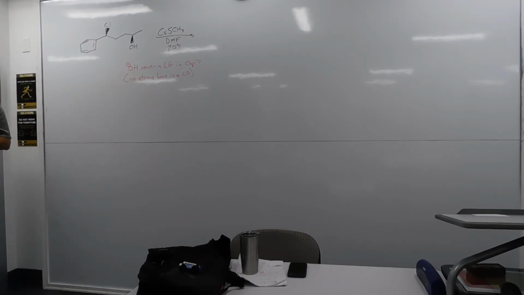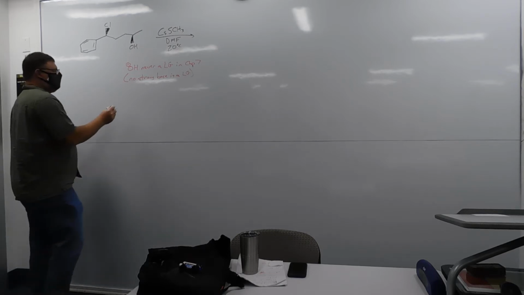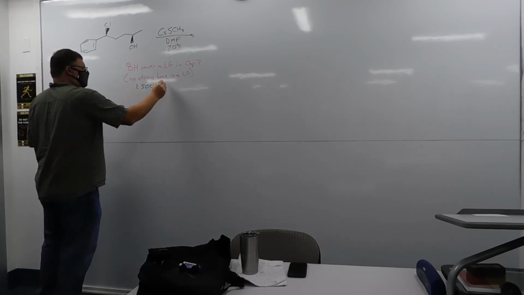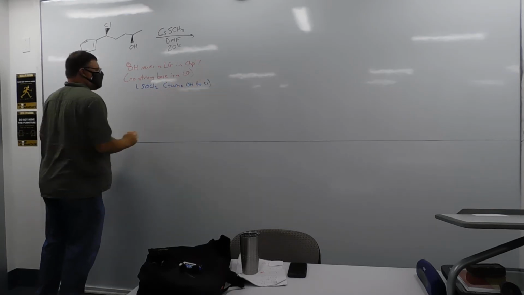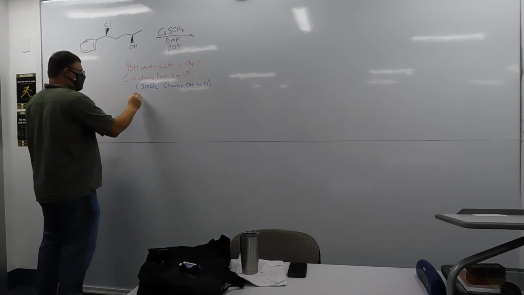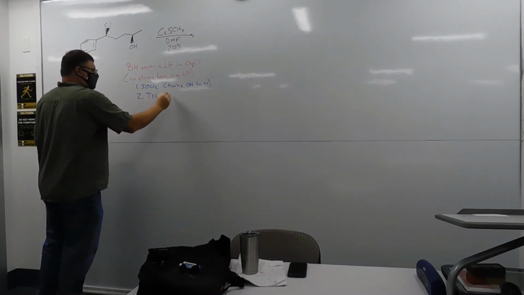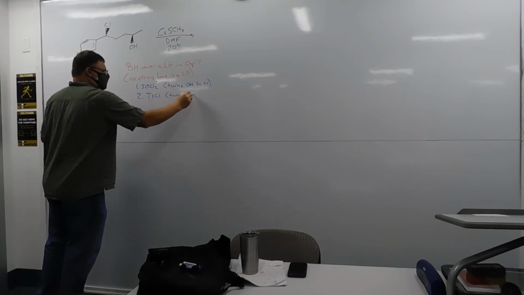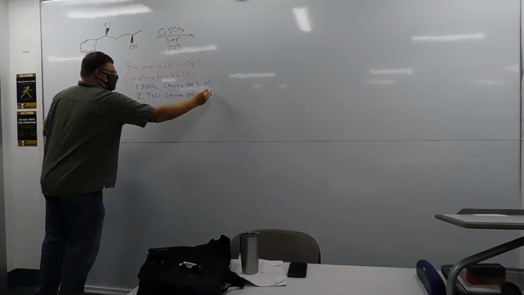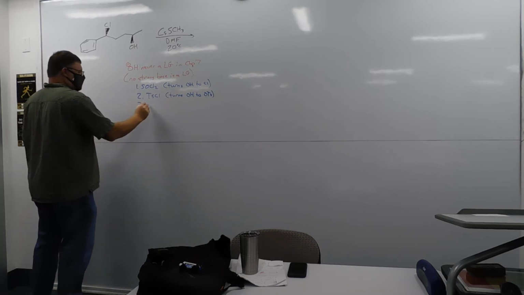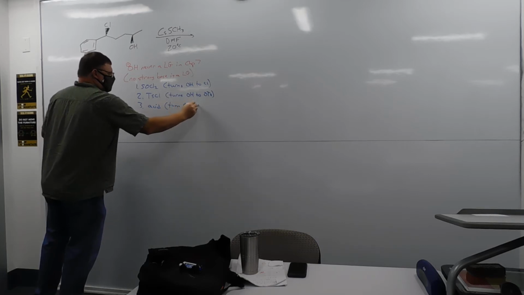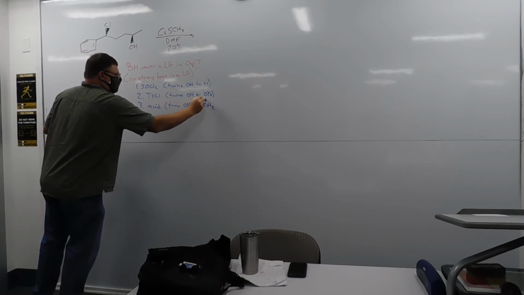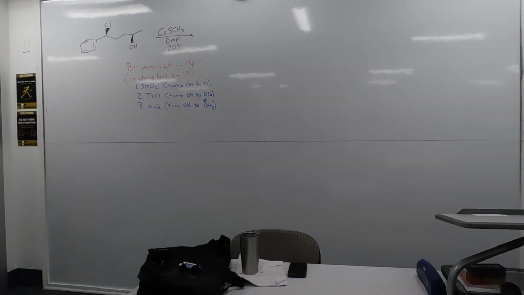If you want that OH to leave, you've got three choices. Again, this is just a review. If you use SOCl2, you turn the OH into a chloride. You can use tosyl chloride, that turns the OH to a tosylate, or you can use an acid to turn the OH to a water. Okay, those are your three ways to make an OH leave.